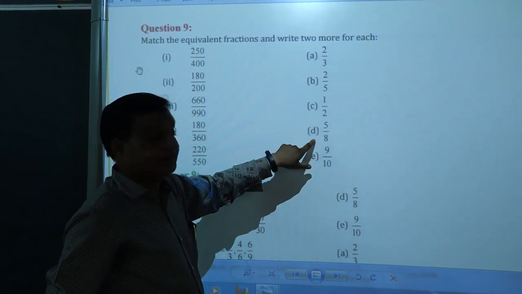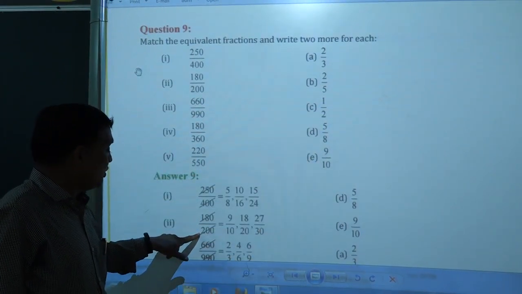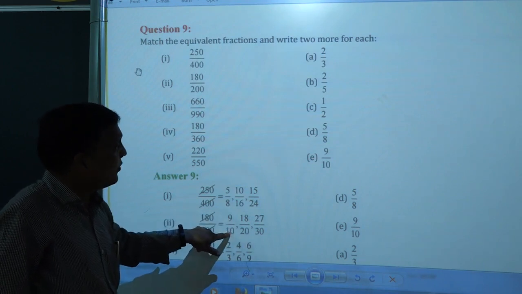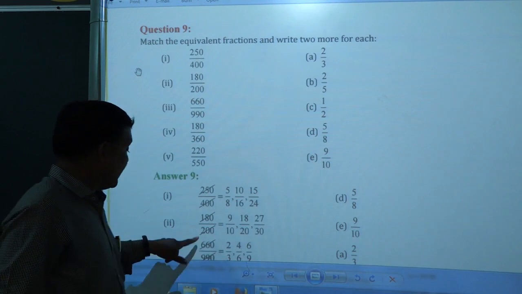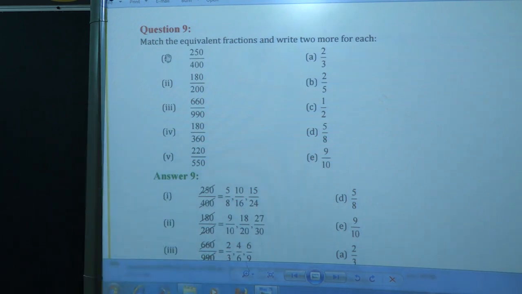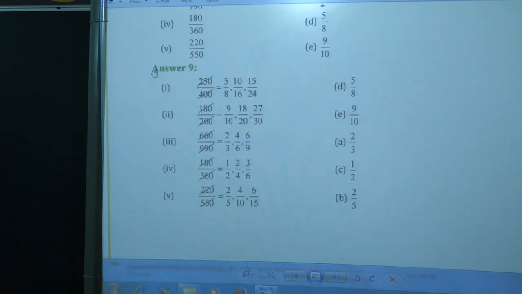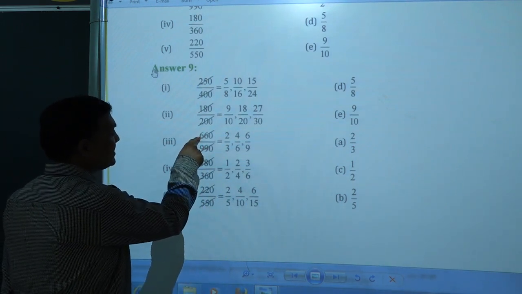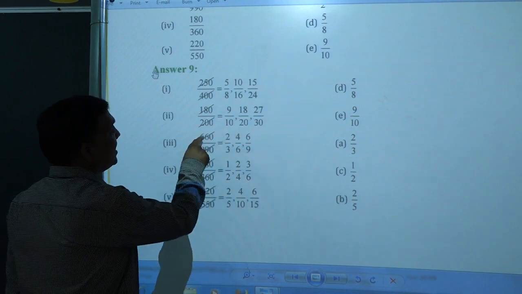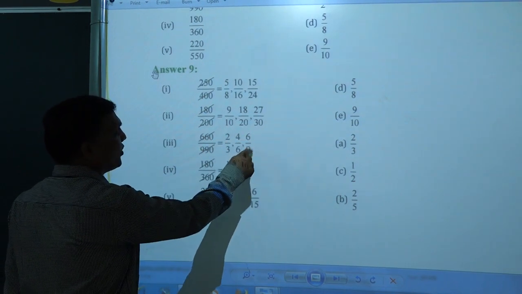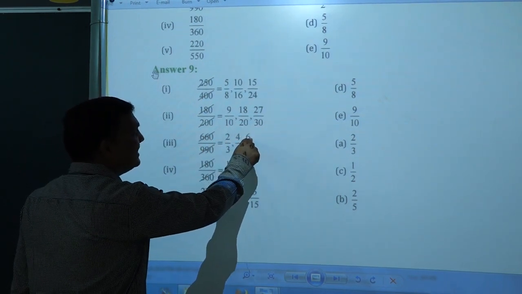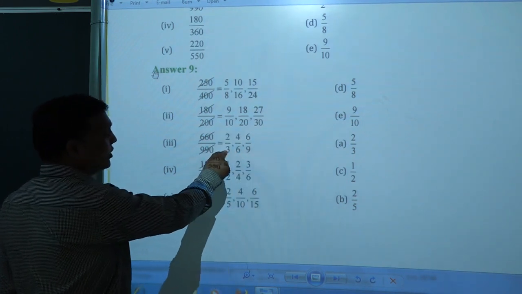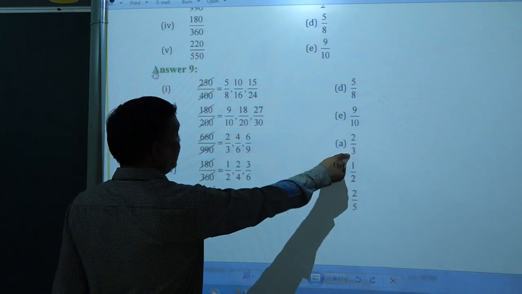Next, 180 upon 200. 0 0 cancel. 2 9s are 18, 2 10s are 20, so 9 upon 10. Next question, 660 upon 990, 0 0 cancel. 11 6s are 66, 11 9s are 99, so 6 upon 9. Again it goes to 2 3s are 6, 3 3s are 9, so 2 upon 3 is the fraction.